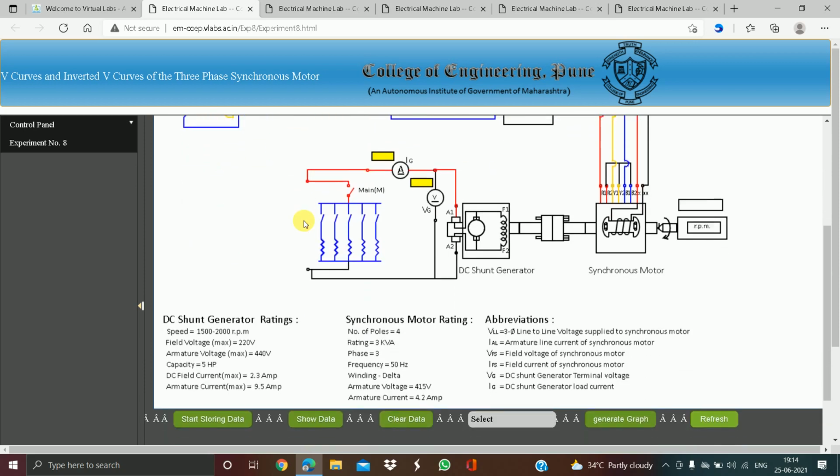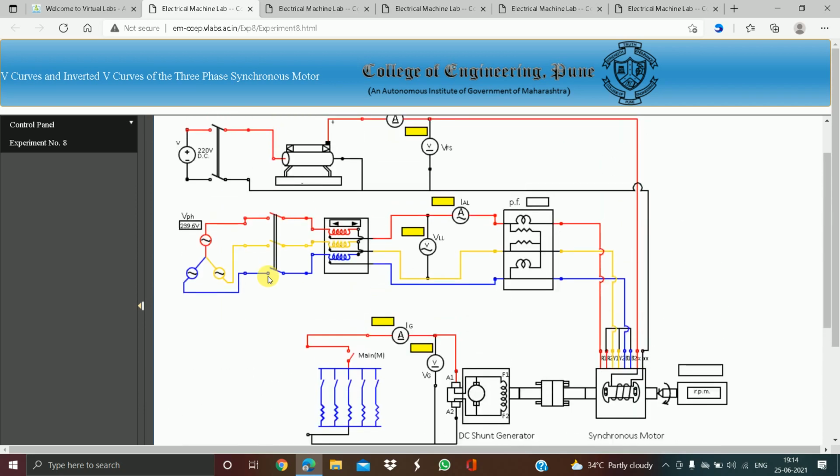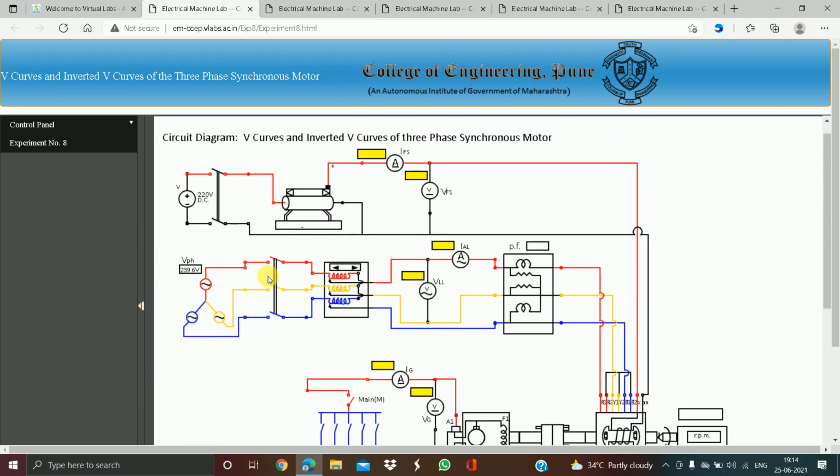Below this circuit diagram, you can see the ratings of a synchronous motor and a DC shunt generator, and the abbreviations are given. We can do this VCO and inverted VCO graph for both load and no load conditions. First, let us see the no load condition. Now, let me discuss the procedure for the no load condition.